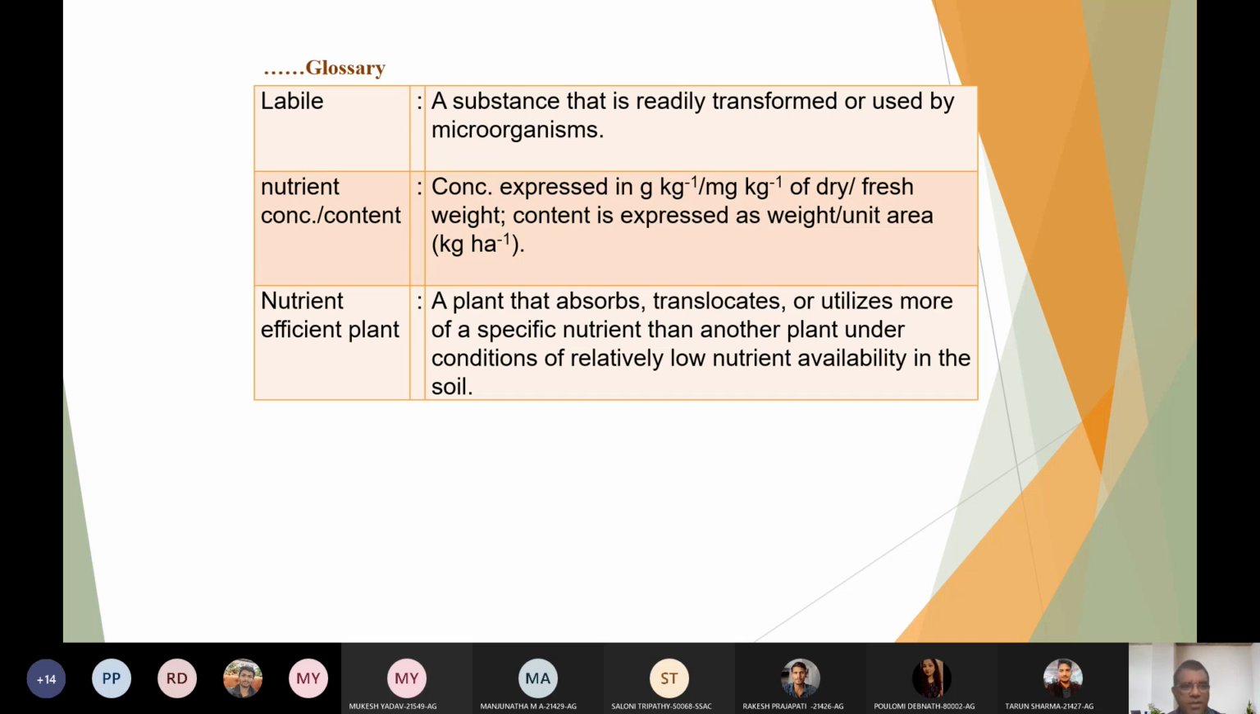Nutrient efficient plant: a plant that absorbs, translocates, or utilizes more of a specific nutrient than another plant under conditions of relatively low nutrient availability in the soil. This nutrient use efficient plant has been described in different ways. One is related to absorption. If a plant is able to absorb a particular nutrient more than others, especially under stress conditions of low availability of that nutrient, then the plant variety or strain is called nutrient use efficient.